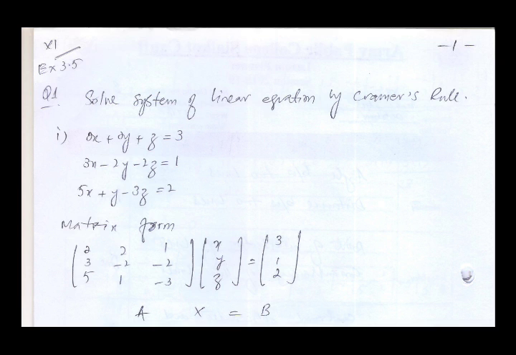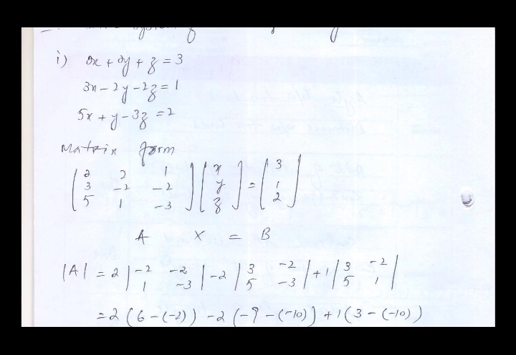Today we solve exercise 3.5, and in the first question we solve a linear equation with Cramer's rule. First of all we write it by the matrix method. We name these matrices A, X and B.